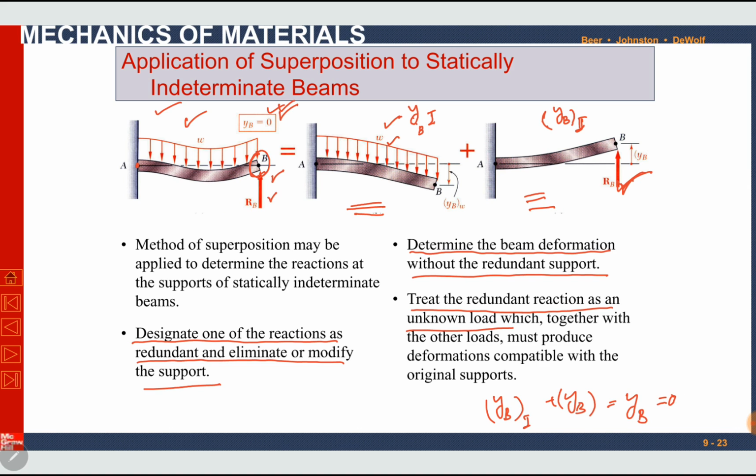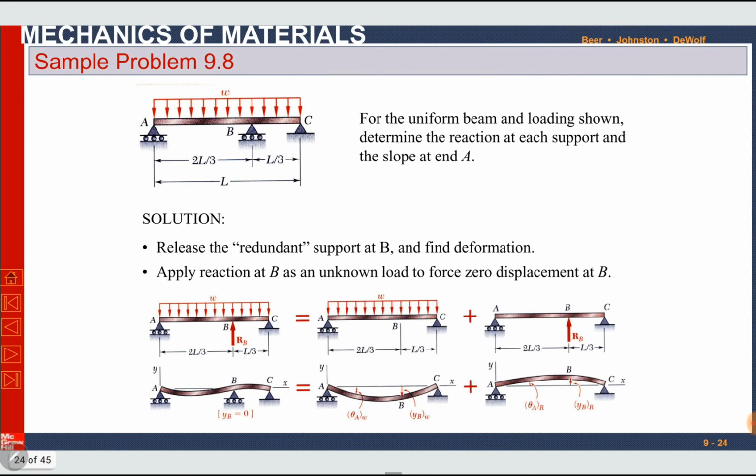So we can find an unknown from this equation. We can get one equation from here. Other equations are already equations of equilibrium. So we will solve a problem with this method.